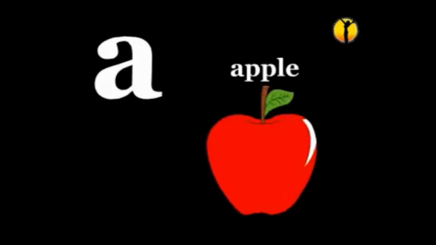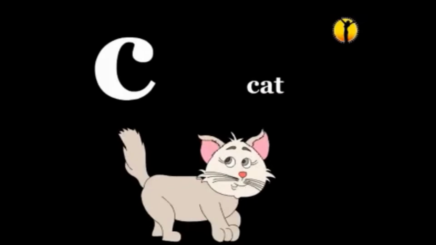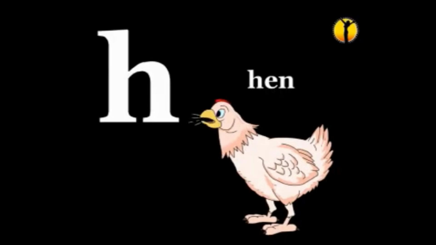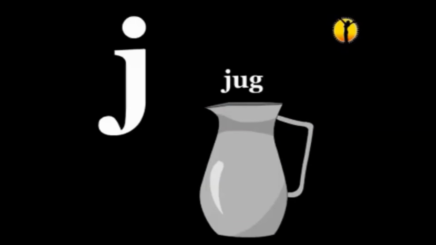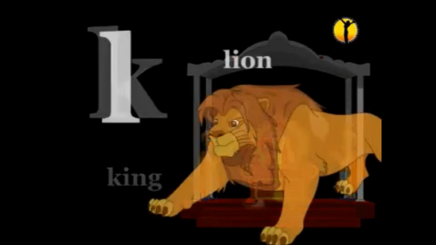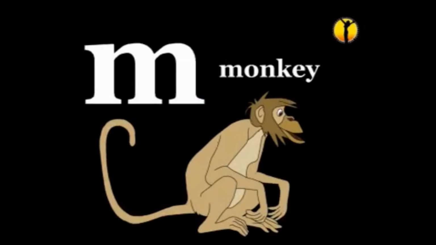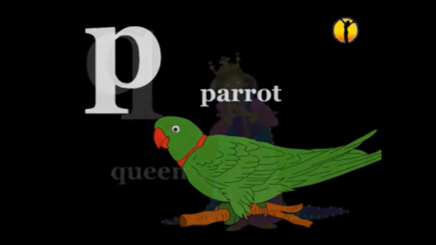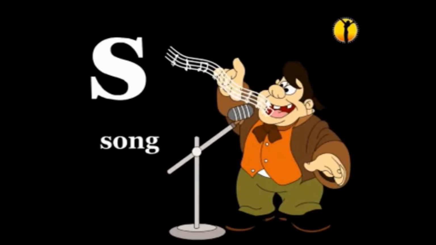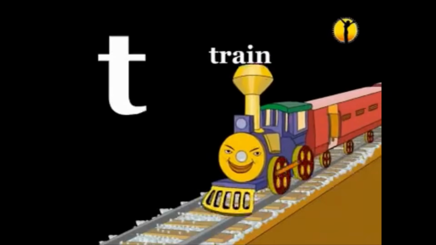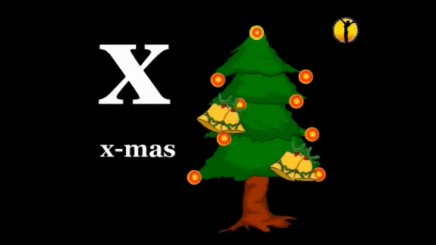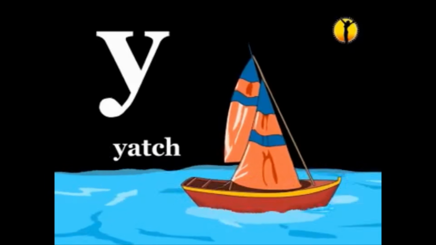Once again. A for apple, B for ball, C for cat, D for dog, E for egg, F for fan, G for gun, H for hen, I for ink pot, J for jug, K for king, L for lion, M for monkey, N for nest, O for ox, P for parrot, Q for queen, R for rabbit, S for song, T for train, U for umbrella, V for vase, W for watch, X for Xmas, Y for yacht and Z for zebra.